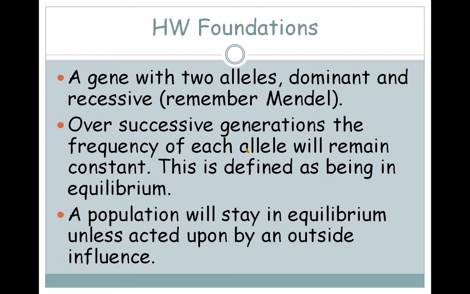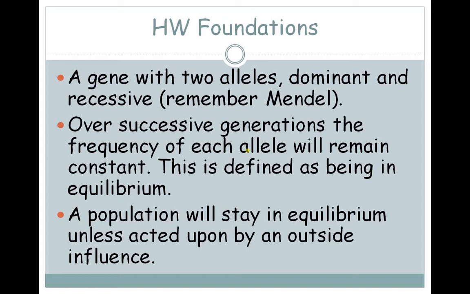So the foundations of Hardy-Weinberg are as follows. First off, you need to have one gene, and for that gene, two alleles. Now, we usually focus on a pure Mendelian inheritance pattern, the most basic being the dominant-recessive inheritance pattern. In a dominant-recessive inheritance pattern, you have two alleles, and the expression of one allele will always mask the expression of the other.